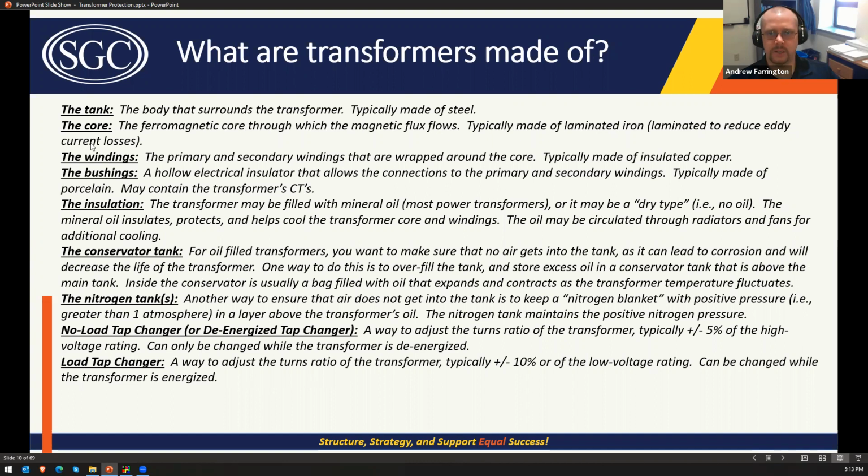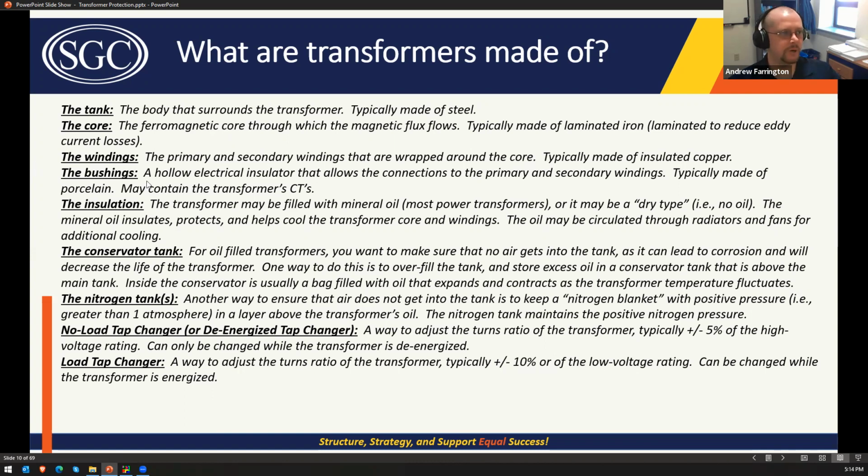So what is a transformer made of? The tank, which is the body that surrounds the transformer. We've got some pictures on the following slides, so forgive the text. The transformer body is typically made of steel. The core, which we talked about, is the ferromagnetic core where the flux is circulating, and that's typically made of laminated iron that reduces eddy losses. The windings on the primary and secondary side are wrapped around the core, which we already talked about. Those are typically made out of insulated copper.